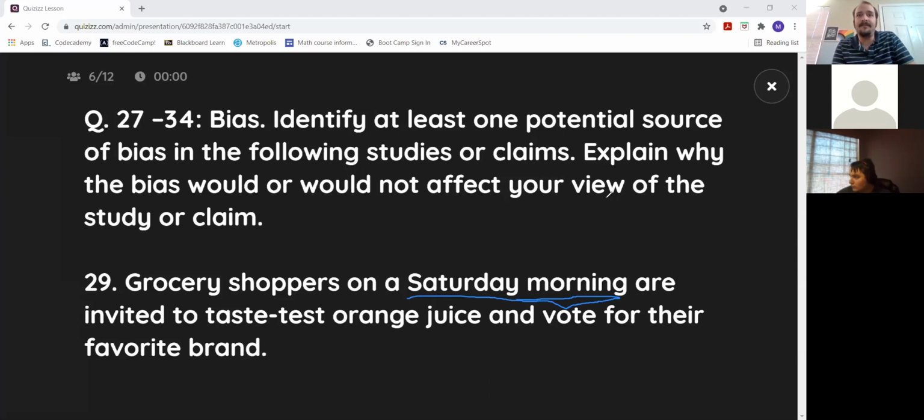Would it not affect your view? I don't know. That's a hard one to know. I guess it's more of a personal question. I'd say it'd probably be fairly accurate. I don't feel like people that wake up early would necessarily have a different taste preference than people that come out late at night, but I could be wrong.